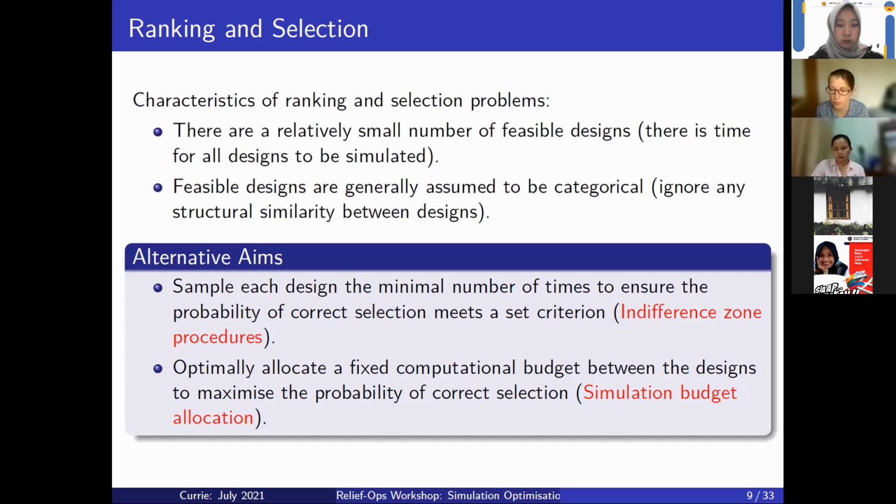And actually the group that does quite a lot of the work on this is based in Singapore, so much closer to you than they are to me. So these two competing aims, often the second one wins, that you have this fixed budget that you need to use up in the best way, but there are certain situations where you really need to be confident in your solution and you have that bit more time, in which case the indifference zone procedures work well.